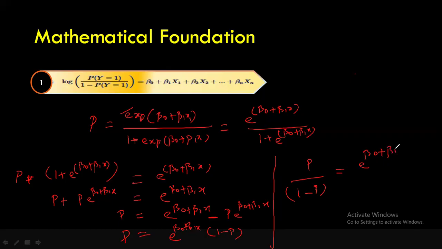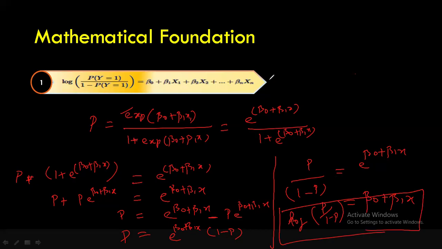If you take the natural log on both sides, what will happen is natural log of p over 1 minus p. Since you are taking the log, the e will go away. We are left with beta naught plus beta 1x. Priya, can you see that? So now we got this original equation. This is the logical or mathematical intuition behind the logistic regression equation.